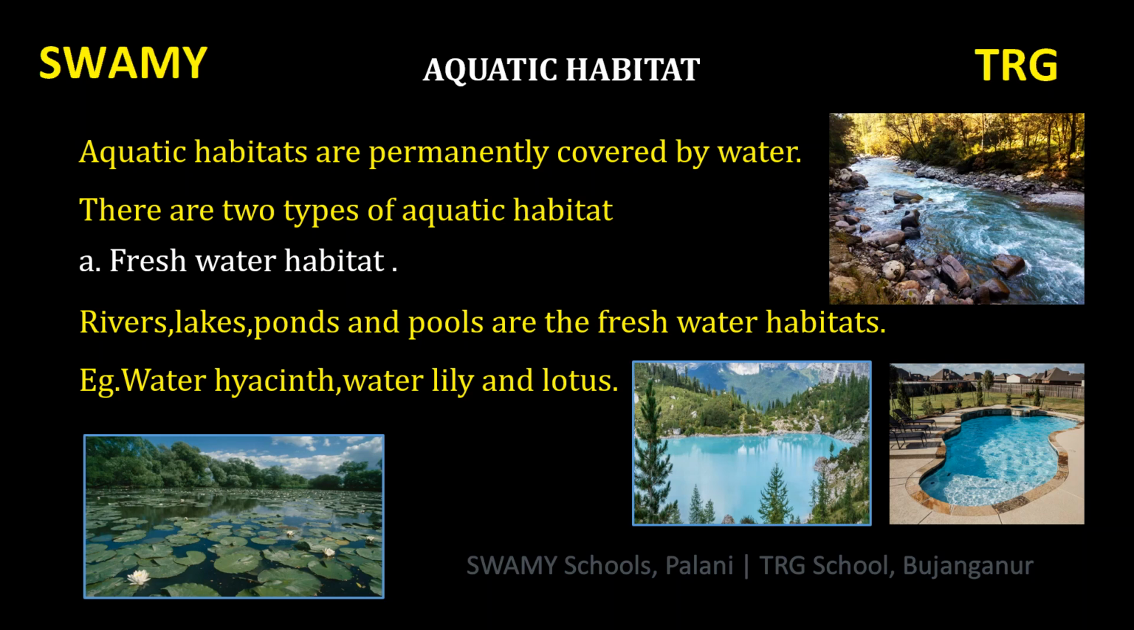What is mean by freshwater habitat? The habitat which contains only fresh water. Fresh water contains less amount of dissolved salts in it. So, some plants and animals are able to live in it. Rivers, lakes, ponds and pools are the freshwater habitats.